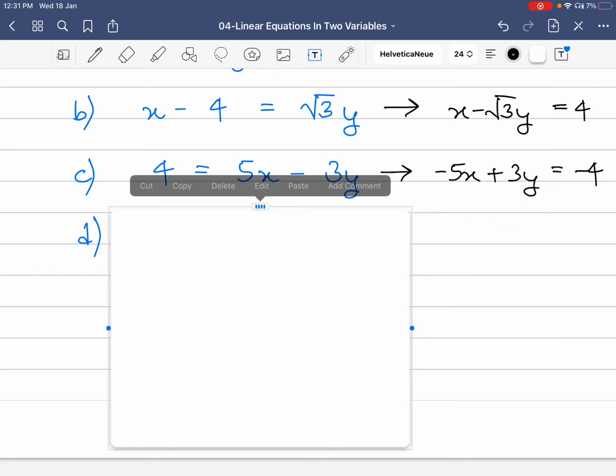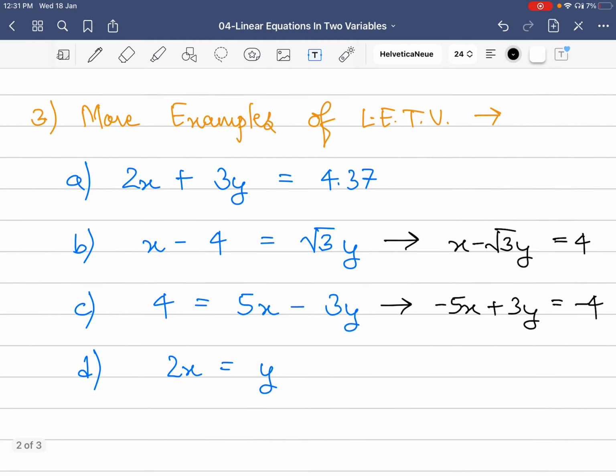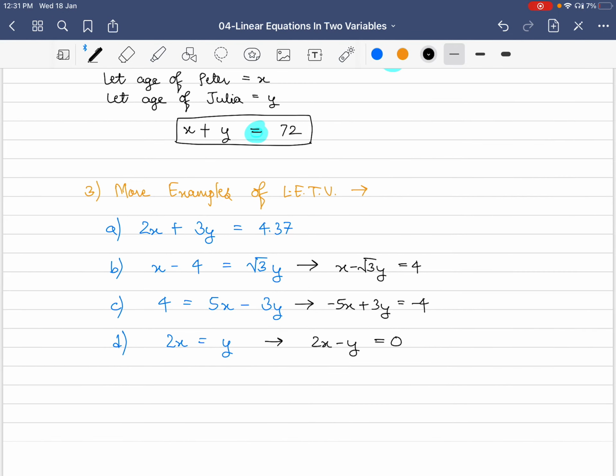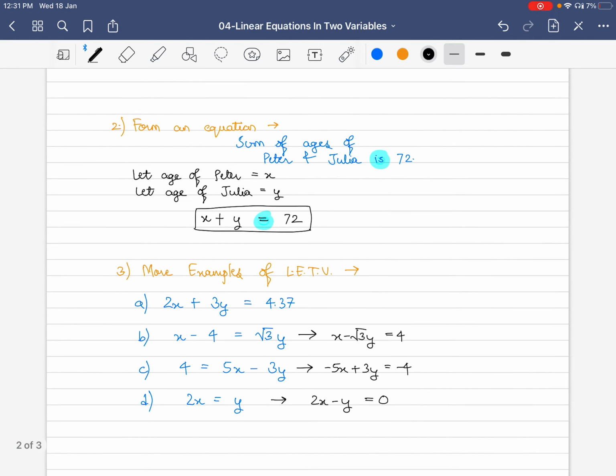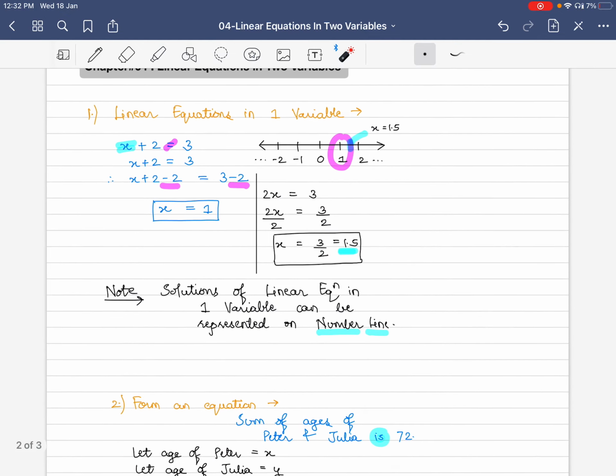And finally, last but not the least, is 2x equal to y. So here you can see in 2x equal to y, in fact there is no constant. But still, this is also a valid linear equation in two variables, x and y. Let's quickly rearrange. So this can be 2x minus y is equal to 0. So thus, we have seen why there is a need for linear equation in two variables, because certain pieces of information cannot be expressed by using linear equation in one variable. We need to use two different variables to express information or to express an equation in mathematics. So that's all about this video.